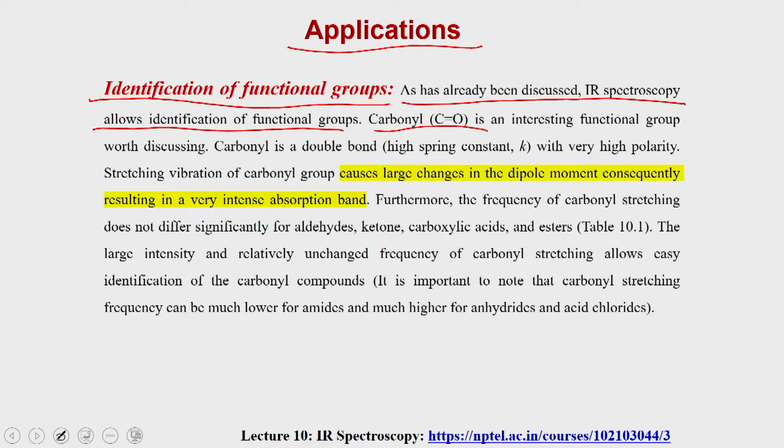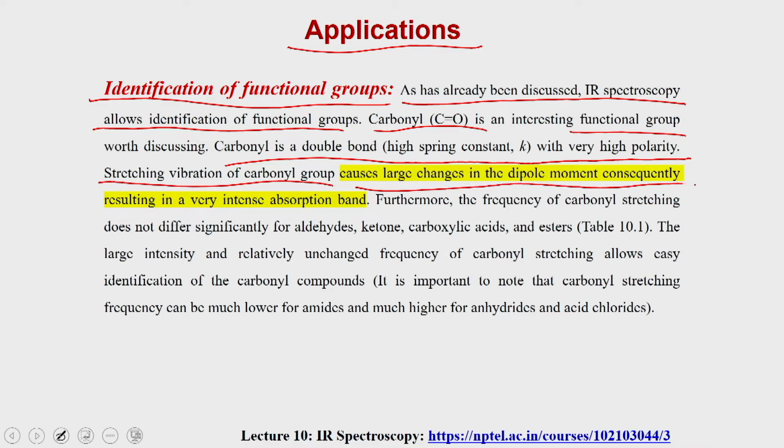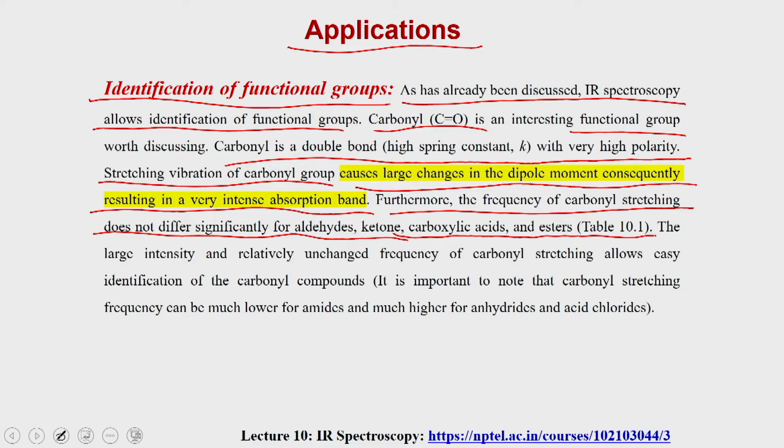For example, the carbonyl is a functional group. Carbonyl is a double bond with high polarity. So, the stretching vibration of the carbonyl bond causes a large change in the dipole moment, consequently resulting in a very intense absorption band. Furthermore, the frequency of carbonyl stretching does not differ significantly for aldehyde, ketone, carboxylic acid or ester.